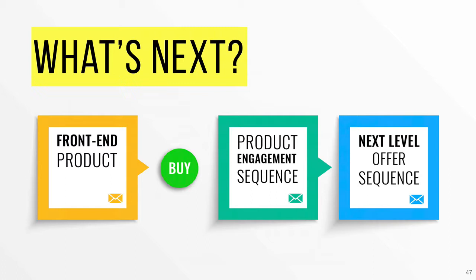So it's a great way to set up this automated funnel that can take people who've never bought from you, who then buy your lower price front-end product, who then get a product engagement sequence to use it, and then get a next level offer sequence to buy your flagship course and go on to buy the flagship course. So you can take someone who's never bought from you all the way through to potentially buying your $1,000 or $2,000 flagship course, all on autopilot. That's what I mean by the machine. All this is run by your email autoresponder system.